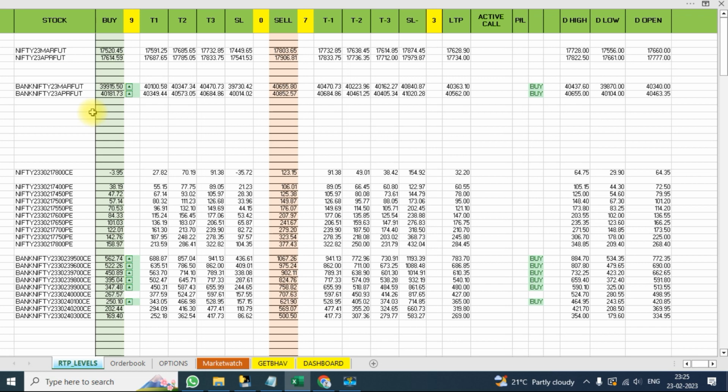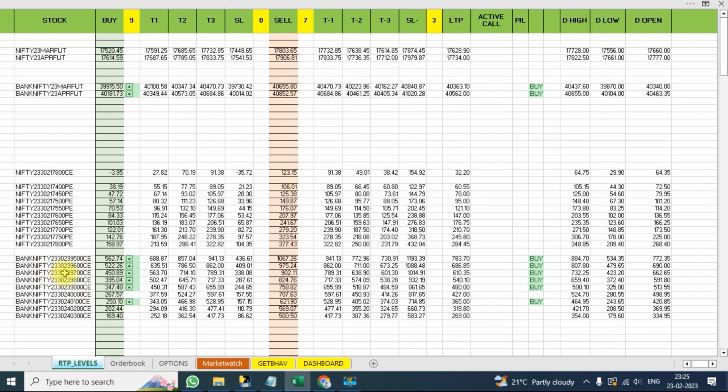And similarly, this is the beauty of this scanner. Here you can easily find out which options to purchase. For example, out of so many options, we didn't get any entry levels in Nifty call options, but you can see here in Bank Nifty call options, so many, like 1 2 3 4 5 6 Bank Nifty call options, we got buy levels. In that I'll show you one or two.